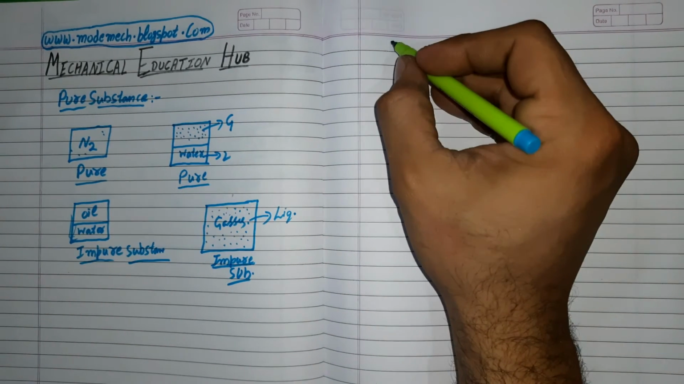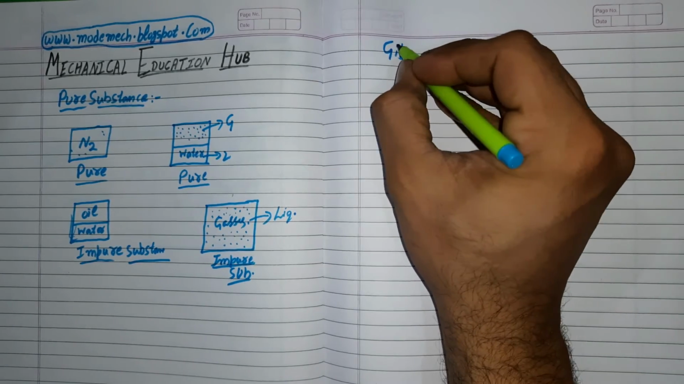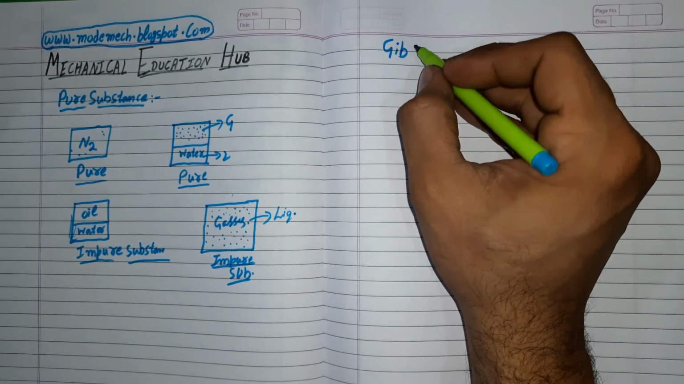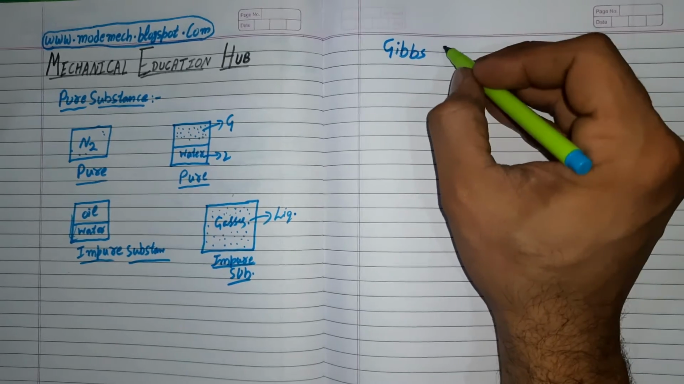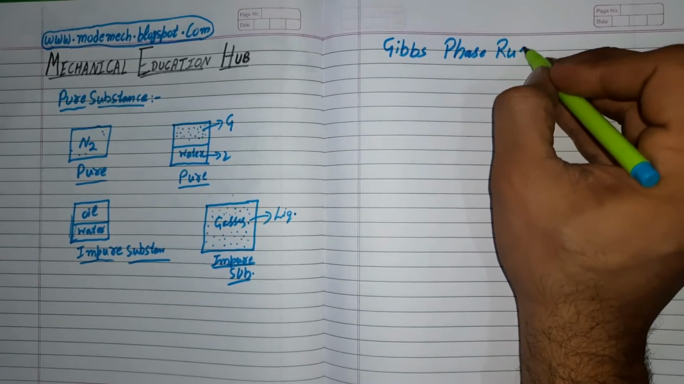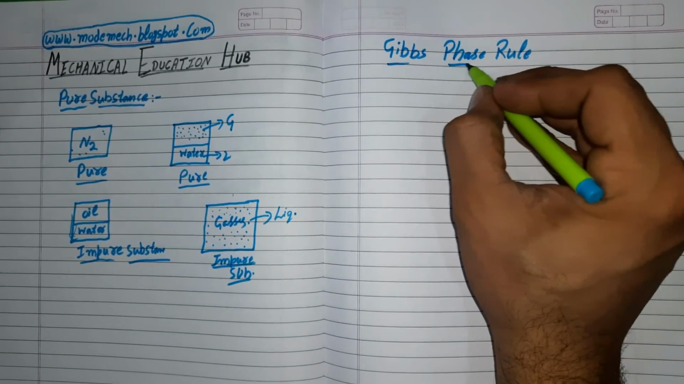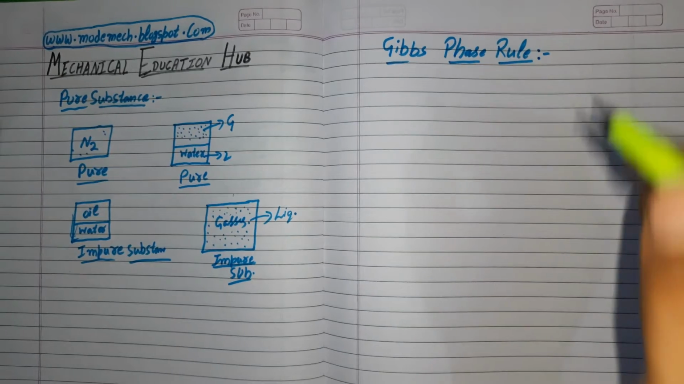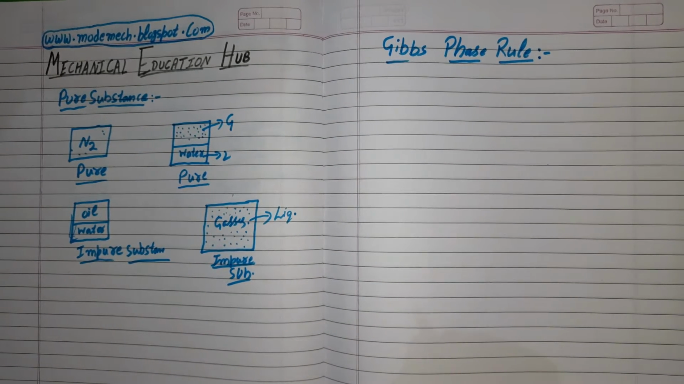Now moving on further, let us understand about Gibbs phase rule. The Gibbs phase rule describes the possible number of degrees of freedom in a closed system at equilibrium, in terms of the number of separate phases and the number of chemical constituents in this system.